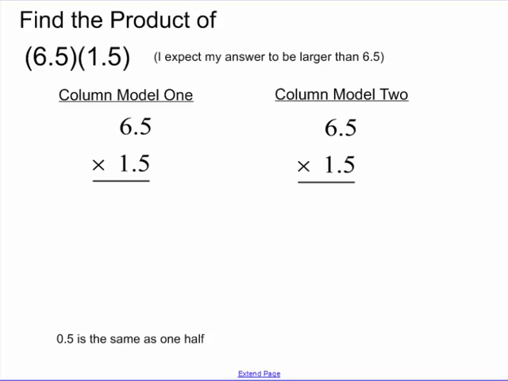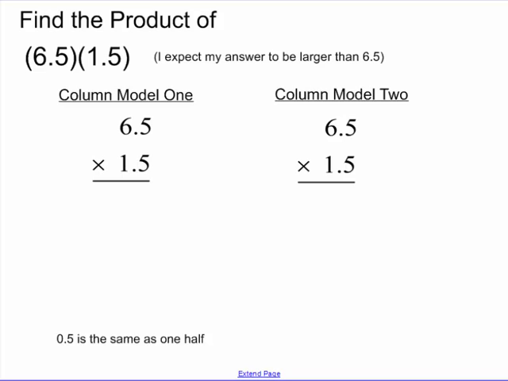So we're going to look at the product of 6.5 times 1.5, or 6 5/10 times 1 5/10. There's a whole bunch of ways of saying this. Right away, I'm looking at this and saying I am multiplying 6.5 times a value that's larger than 1, so I expect my answer to be larger than 6.5. So I've already got that idea in my head.